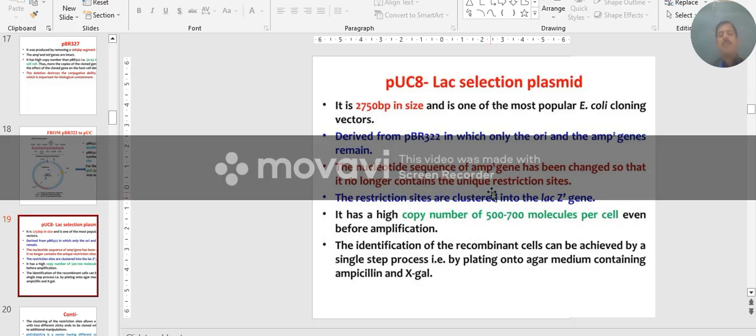The nucleotide sequence of the ampicillin gene has been changed so that it no longer contains the unique restriction sites. The restriction sites are clustered into the lacZ gene, and it has a high copy number of 500 to 700 molecules per cell even before amplification. The identification of recombinant cells can be achieved by a single-step process, by plating onto an agar medium containing ampicillin and X-gal as the substrate. Thank you very much.